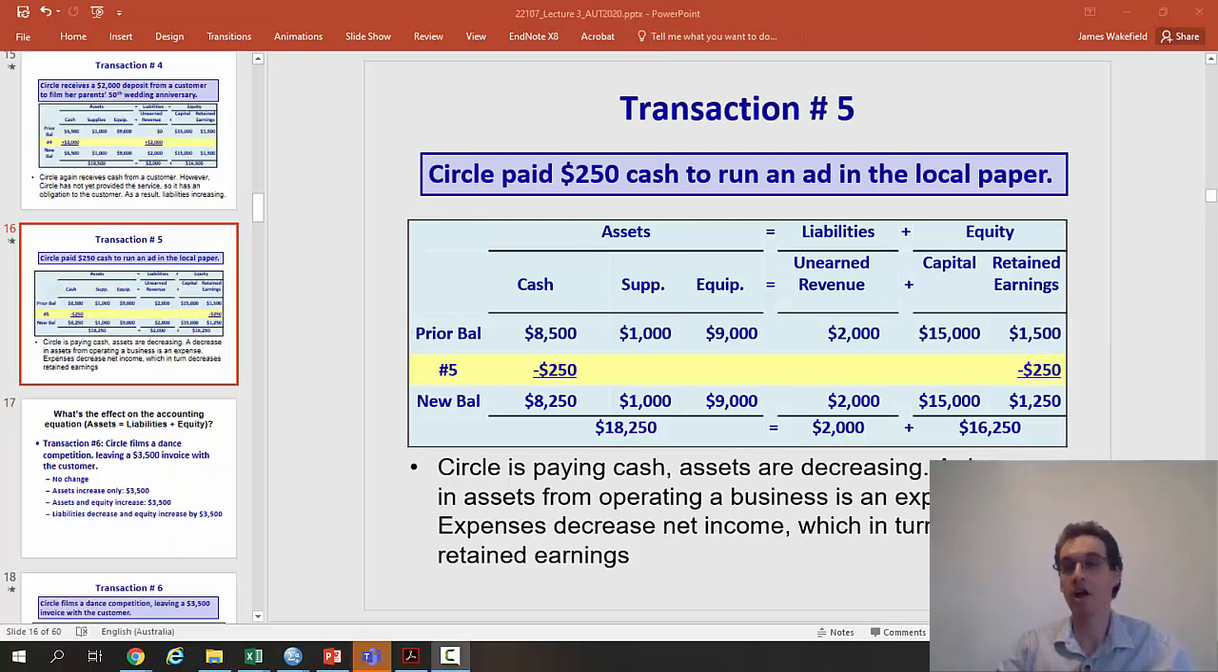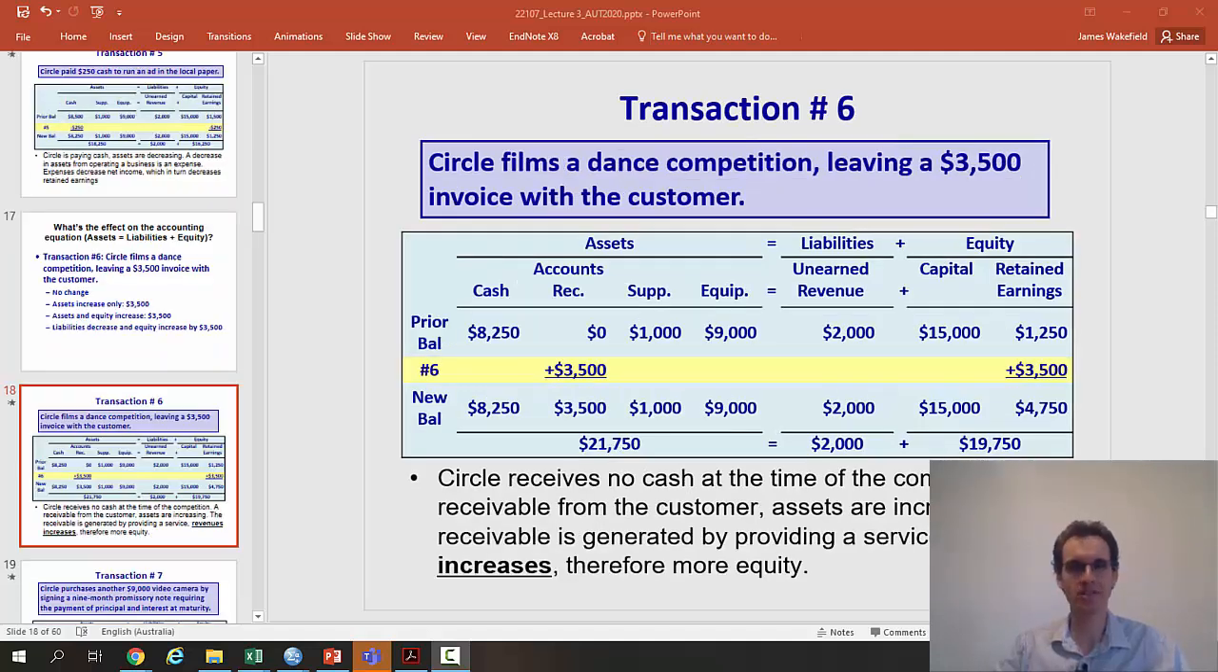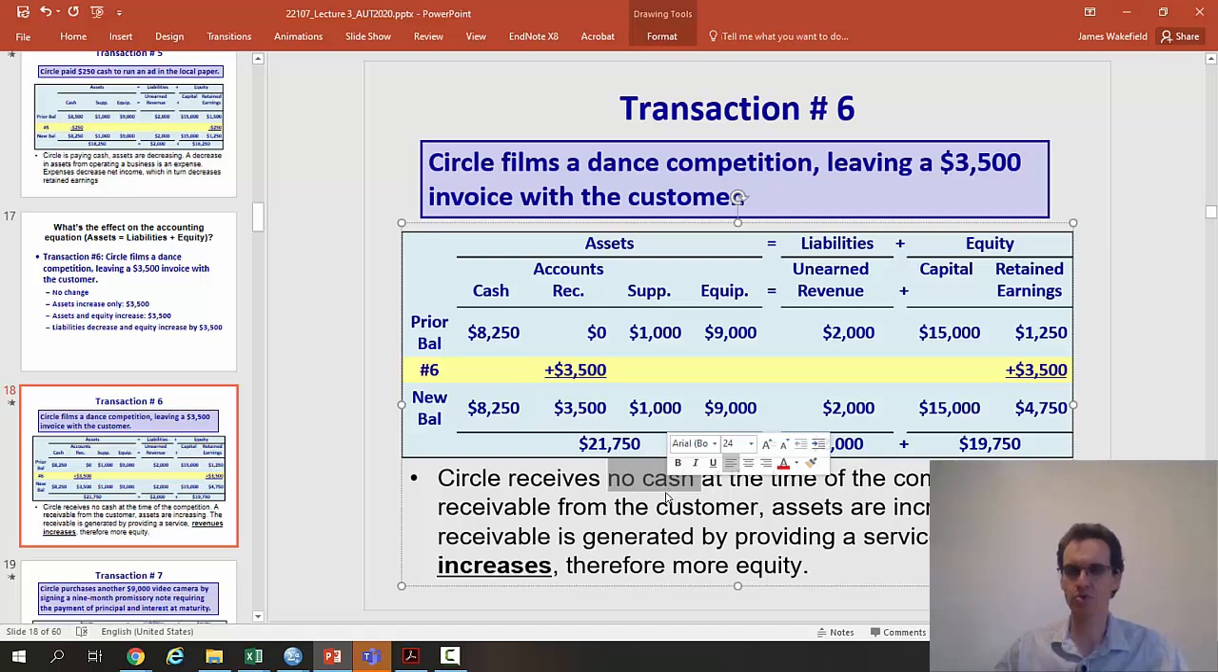Now, before I go through transaction number 6, I would like you to answer this question and think about the effect of transaction 6 on the accounting equation. So here's transaction 6. It says Circle films a dance competition, leaving a $3,500 invoice with the customer. So the customer has yet to pay in cash. They haven't paid any cash, but the business has delivered the service to the customer. So does the customer owe us money? Well, yes, they do, because we have done something for that customer.